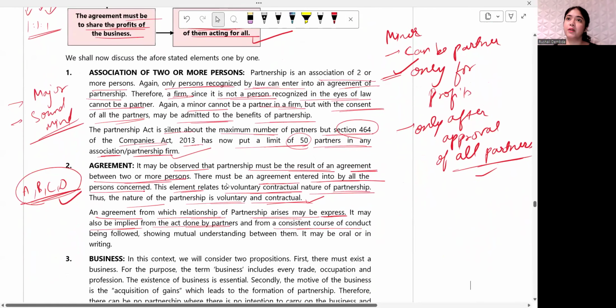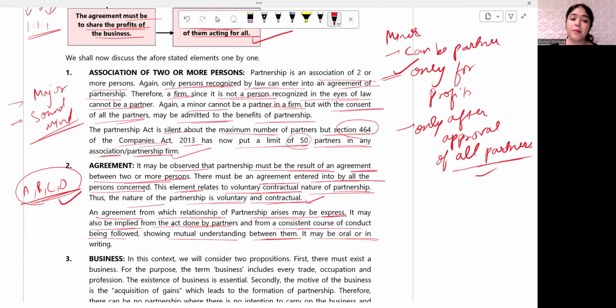Like by the conduct of that person, he is behaving as if he is a partner of the firm. So that is where you can consider that this partnership has come into existence, from a consistent course of conduct being followed, showing mutual understanding between them. It may be oral or in writing. A partnership agreement can be oral or in writing, but preferably everyone exercises the writing agreement. They make a partnership deed so as to protect the interest of the partners and the partnership firm. This point is clear.